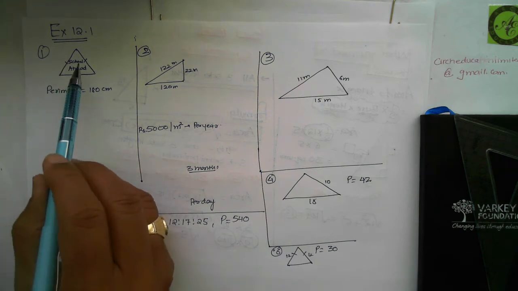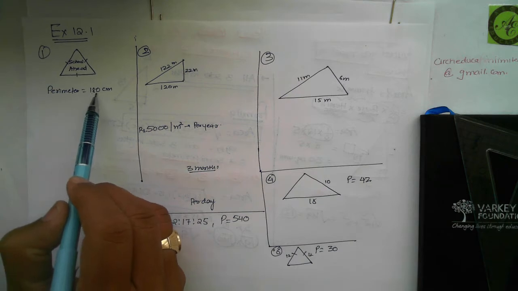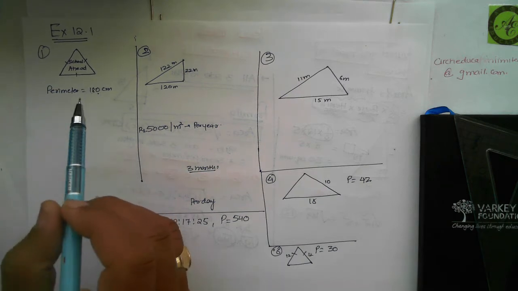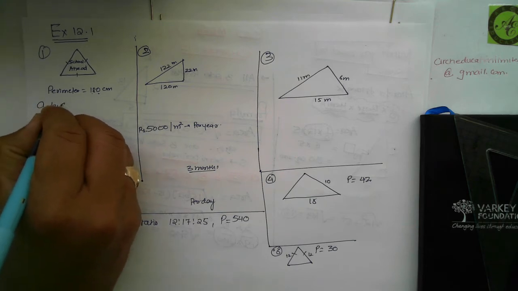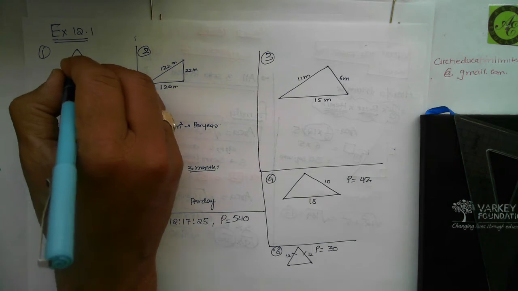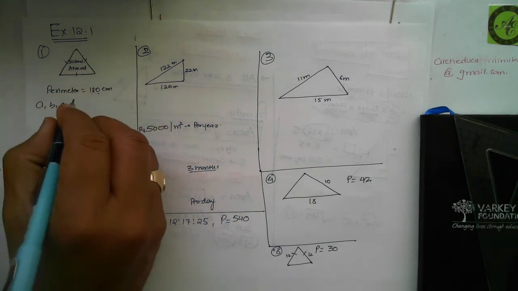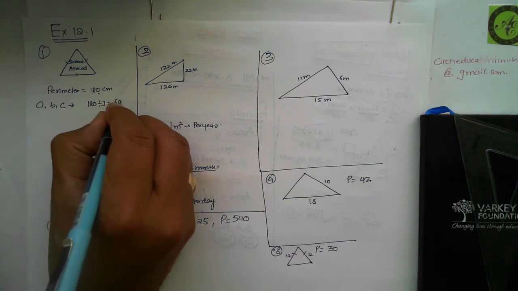Okay, question number 1. There's a signboard which is an equilateral triangle. Its perimeter is 180 centimeters, and we're going to find its area. So what do we need to know for area? We need to know A, B and C, which we don't have. But since this is an equilateral triangle, all three sides have to be equal. So we divide 180 by 3 to get 60 centimeters.